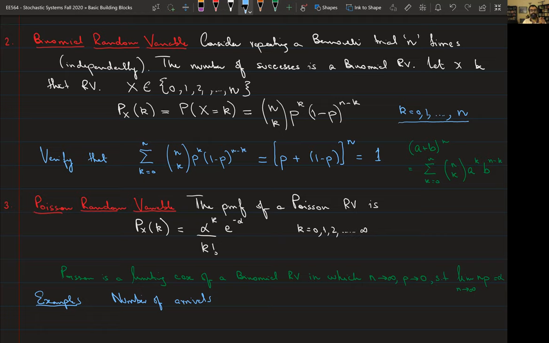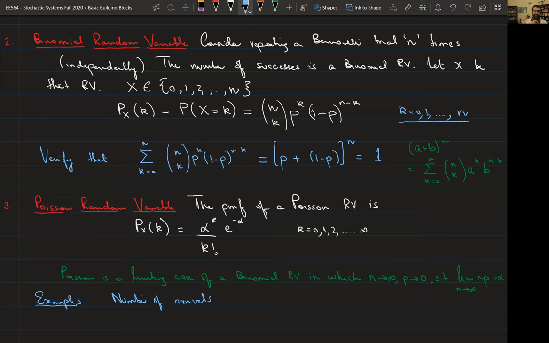Or for that matter, very commonly, we say the arrivals, for example, at a motorway toll plaza, right? You want to statistically model the number of cars coming in and being serviced by a toll plaza. That can be well modeled as a Poisson random variable. Or the number of customers coming in to the checkout counter at a grocery store, right? That can be well modeled as a Poisson random variable. So there's no talk about processes yet.